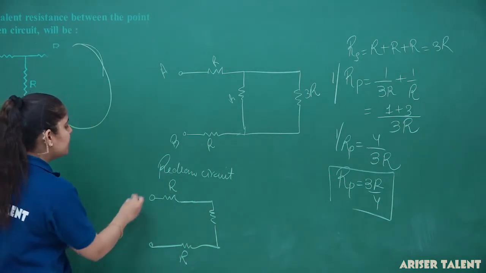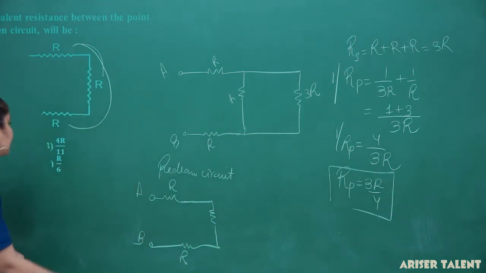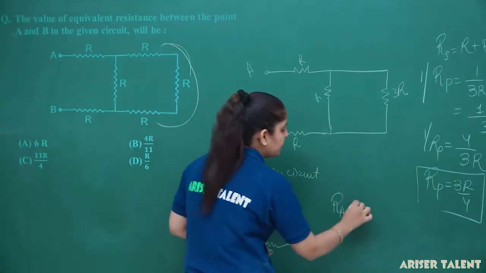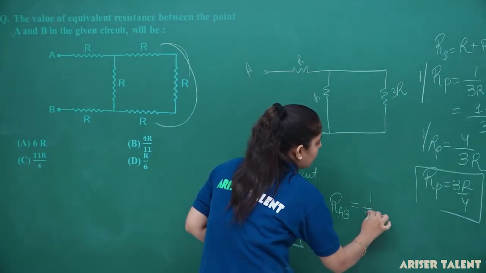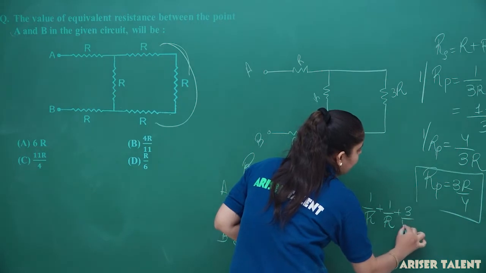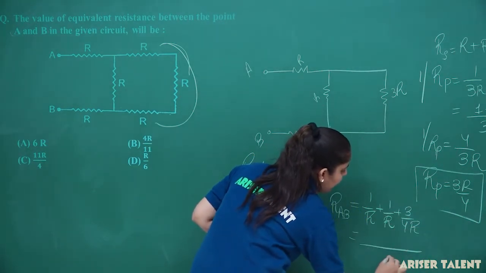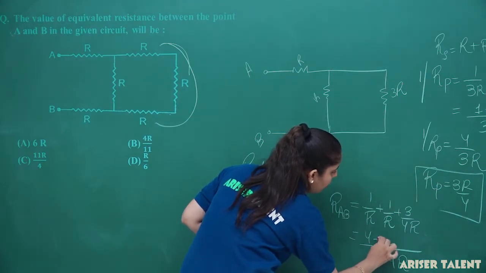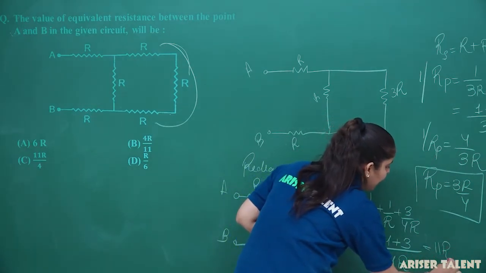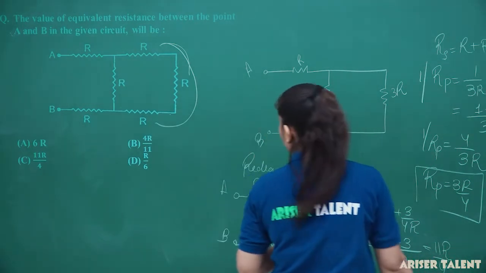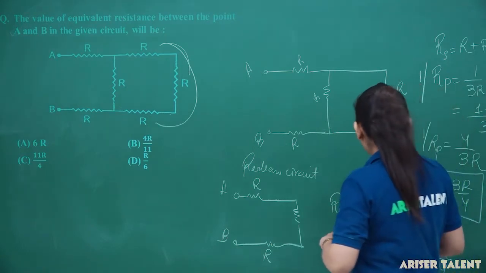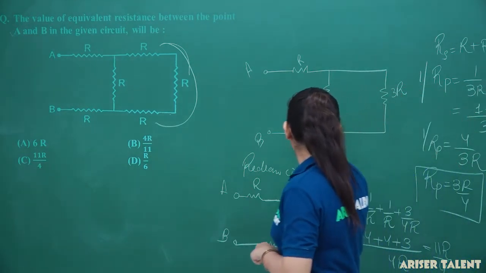So, these three resistances will be calculated in the parallel combination, and these are termed as RAB because we have to determine the equivalent resistance between A and B. So, it came out to be 1 upon R and 3 upon 4R. So, the LCM will be 4R and it is equal to 4 plus 3 here. So, what am I getting here? 11R by 4. So, here we are getting the value of RAB, that is equal to 11R by 4. So, this is the correct answer we are getting here.